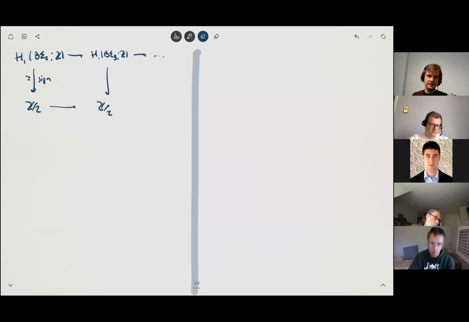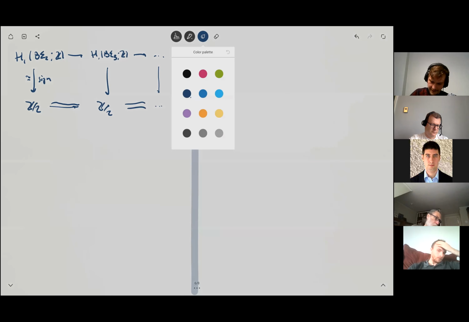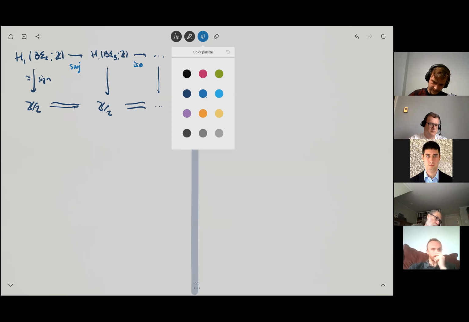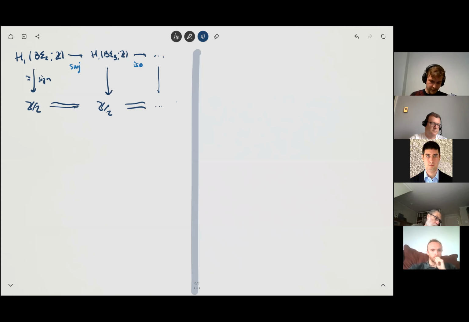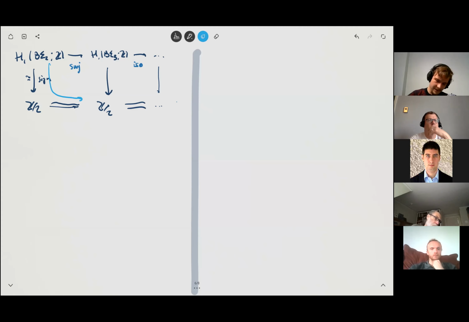And the bottom maps are all equalities. By the homological stability result, we know that this map is a surjection, and from there on, these maps are isomorphisms. Okay, but since this composition is an isomorphism, in particular, this map is also an injective map. So in fact, it's also an isomorphism.